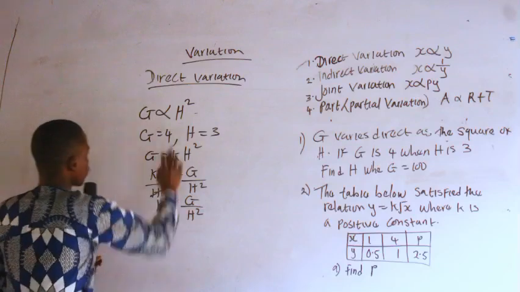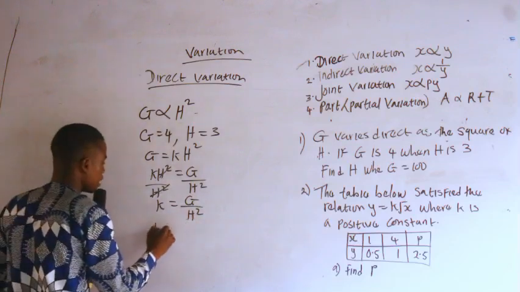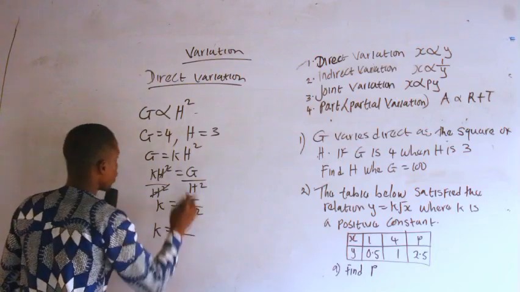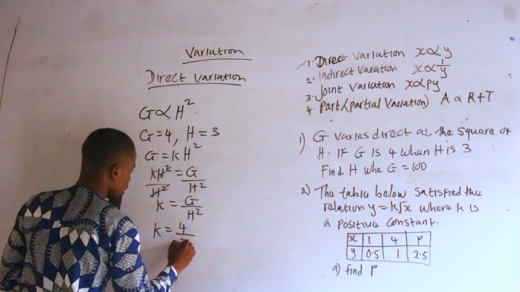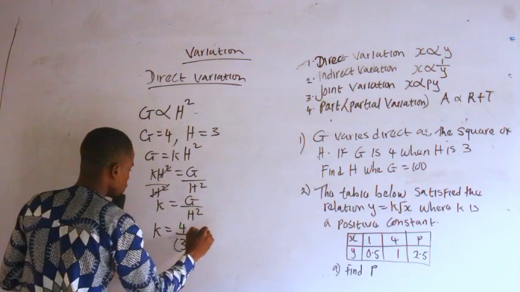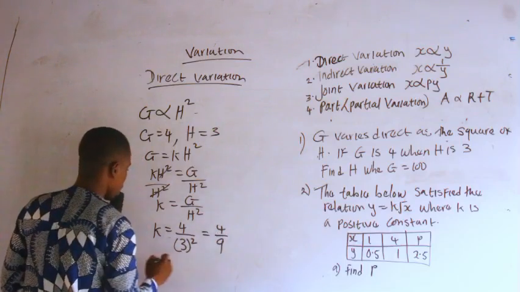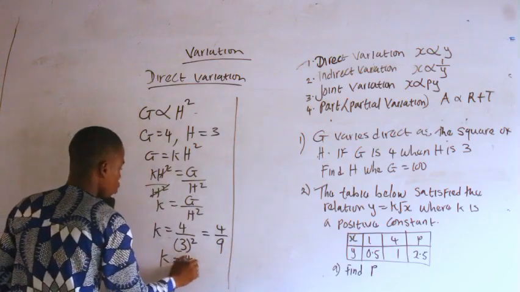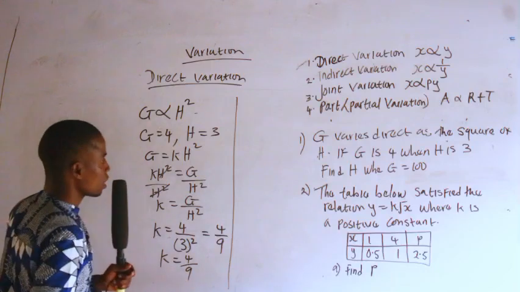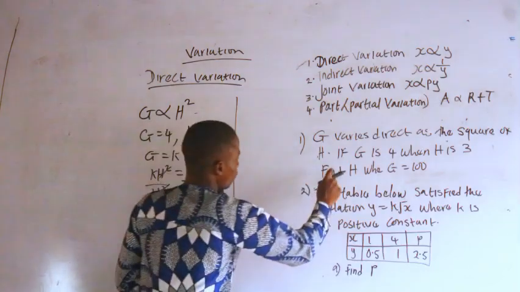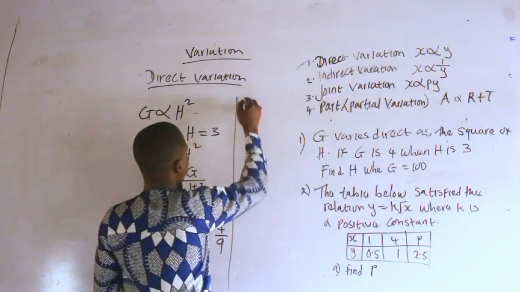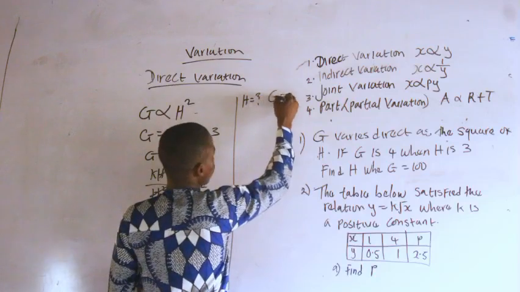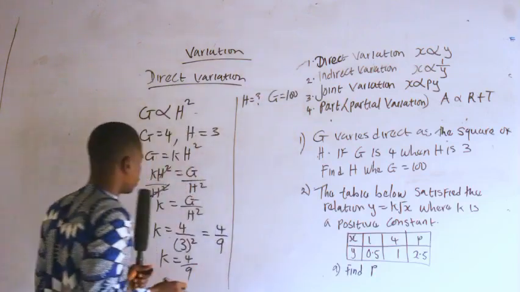Now, we want to put the values in. It will now be k equals what is our g? g is 4, all over our h, which is 3, in bracket, squared. It will now be 4 all over 9. Our k is 4 all over 9. Now, they said find h when g equals 100. So you should find h, which we don't know yet.